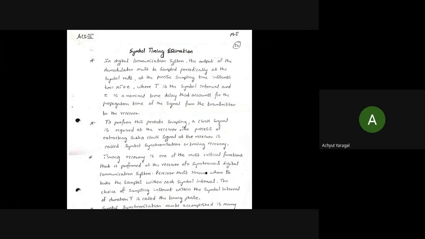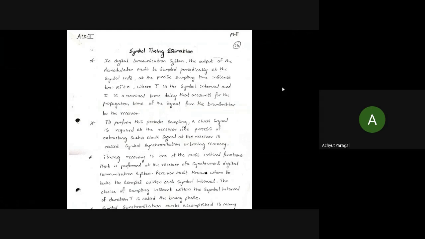Hello, students. Today we will discuss symbol timing estimation. In this particular topic, we are trying to estimate the symbol timing.